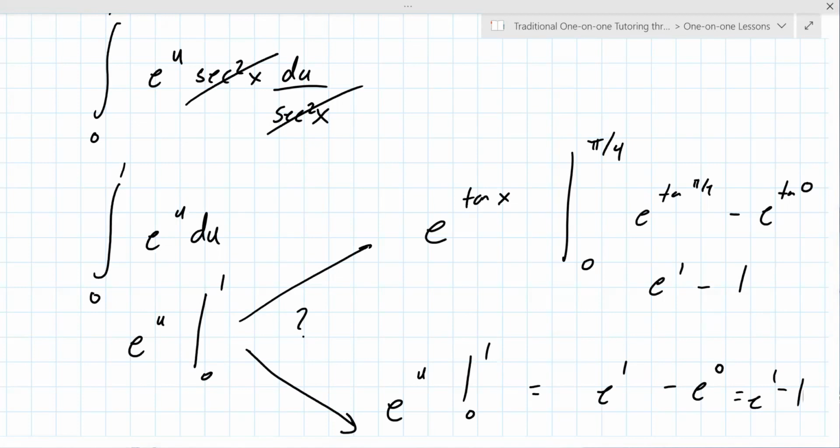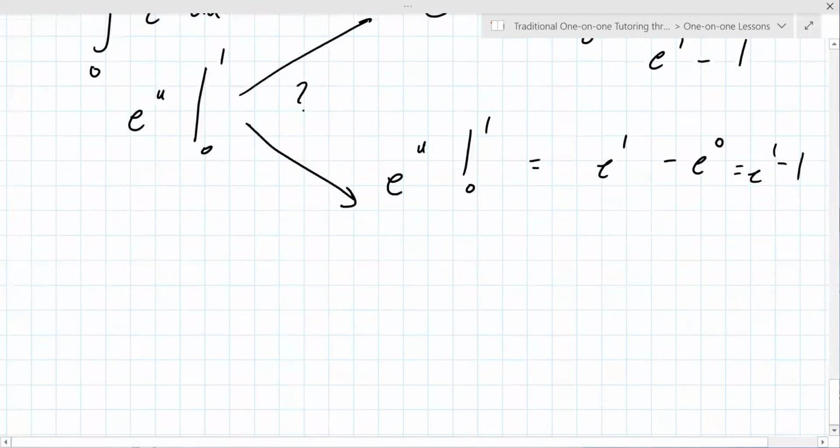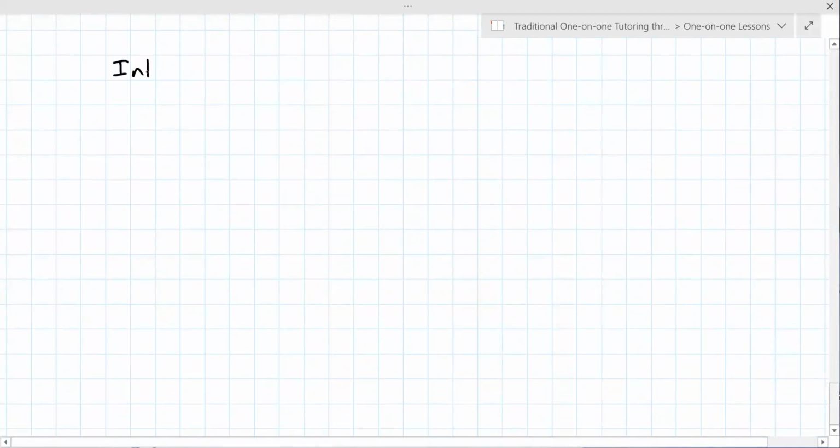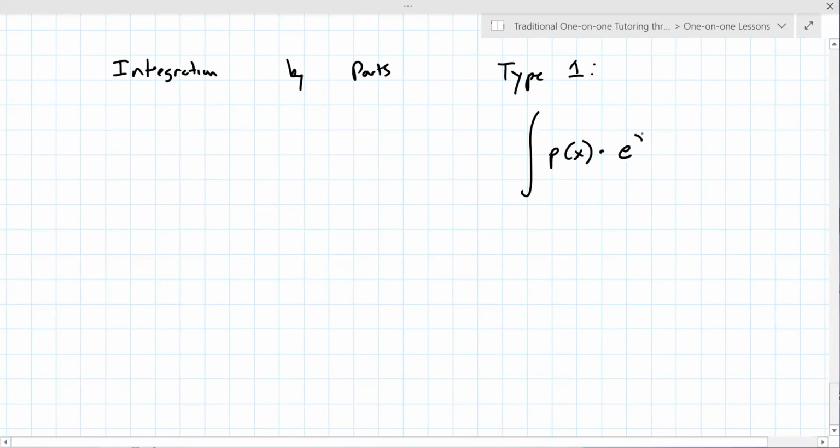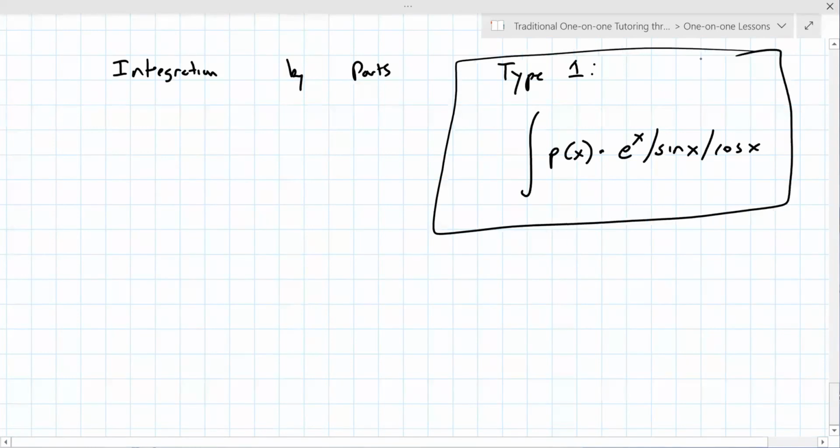I can move on. Great. The next main topic in this chapter is integration by parts. There are three, I call them types of integration by parts problems. The first one is going to be an integral of some sort of polynomial of x times, and it's an option here. It's either an e to the x, a sine x, or a cosine x. And if you recognize this type, you always do the same thing when you're integrating them.